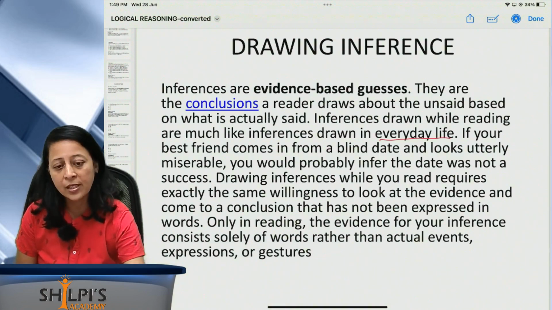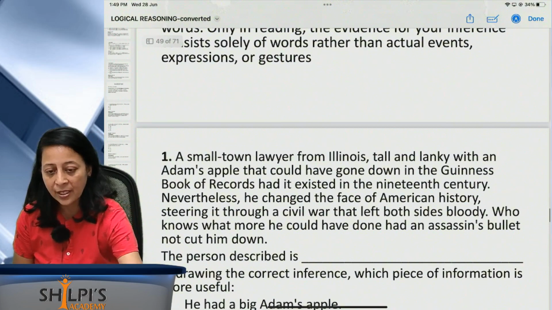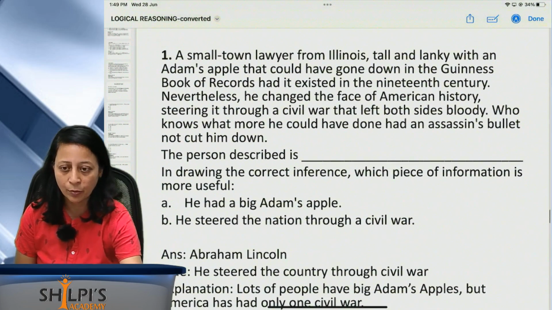So this has got something to do with your everyday life. While you are reading these types of questions, we have to be really careful.